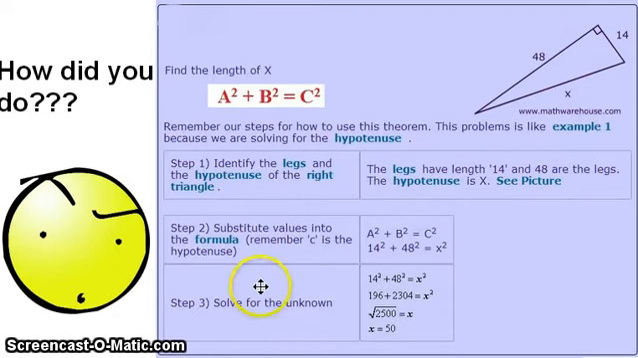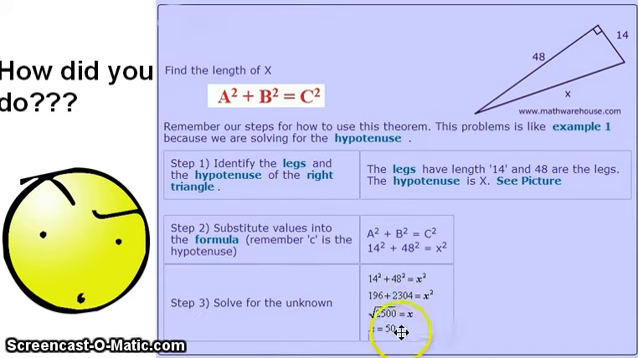So how did you do? A squared plus b squared equals c squared. We have a leg, we have a leg, we got a missing hypotenuse, right? Because that's the longest side, and it's not touching the right angle. Popping in them values, we end up with 14 squared plus 48 squared equals x squared. That's 196 plus 2,304. I do hope you still have your calculator handy.